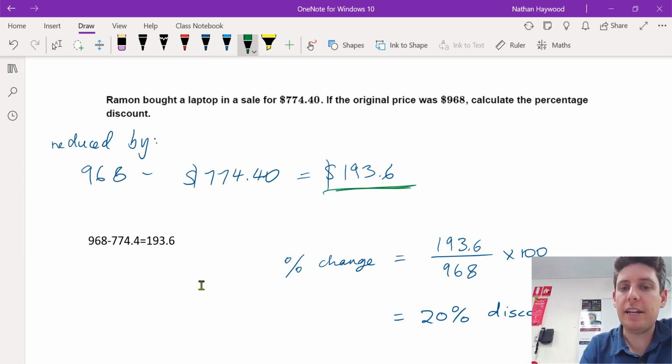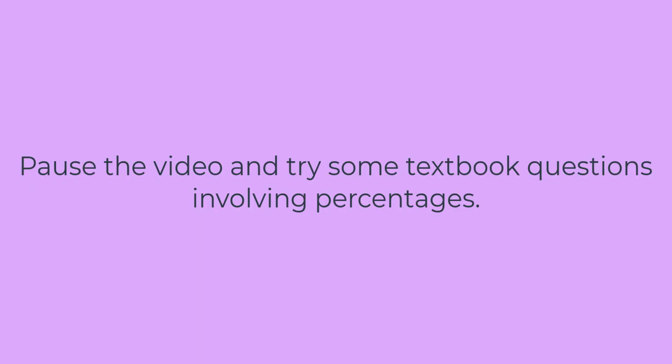And that's how you calculate percentage change. You may first need to figure out the actual change it reduced by, or how much it went up by, and then you divide that by the original amount. So I want you to have a go now at some examples in the textbook. So pause the video, try some examples in the textbook.